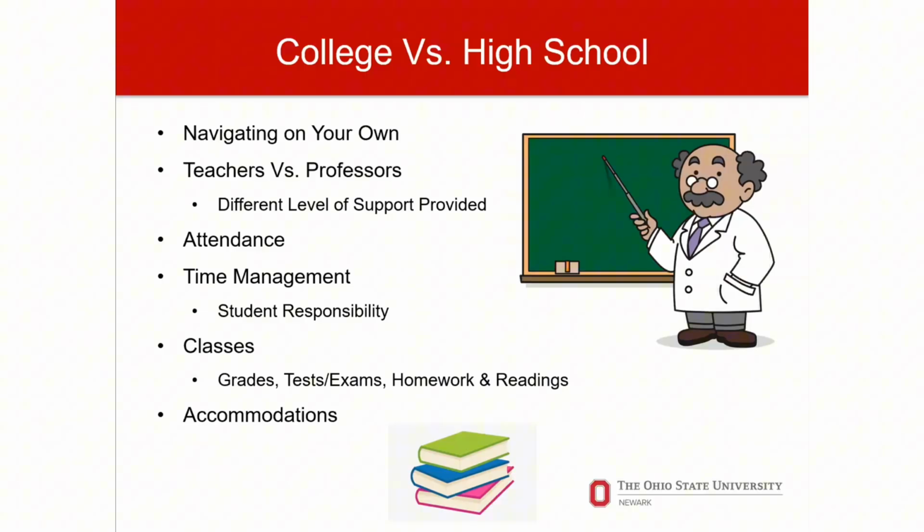Another big difference is attendance. In high school, you get in trouble if you don't show up to class. At the college level, there are many classes that do not have an attendance requirement. And even for those that do, if you don't attend, there's no punishment. They're not going to call home and report to your parents that you aren't attending class. But it's really important that you attend as many classes as you can, because all of the learning that happens is going to be in the classroom.